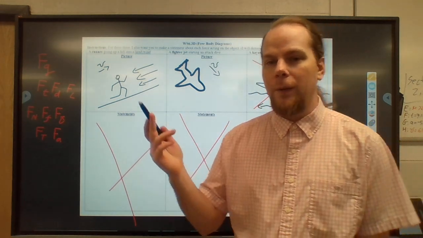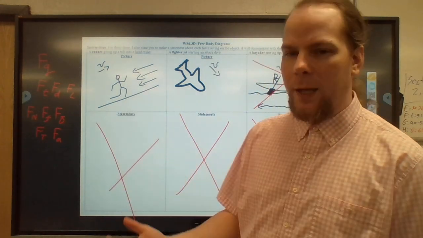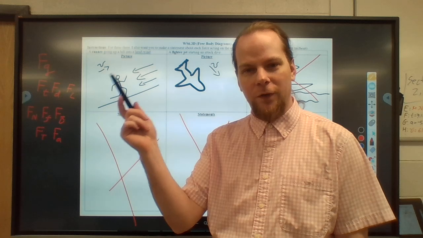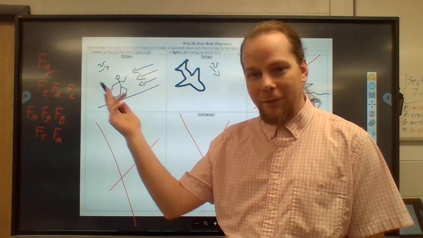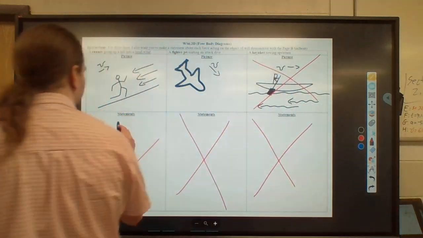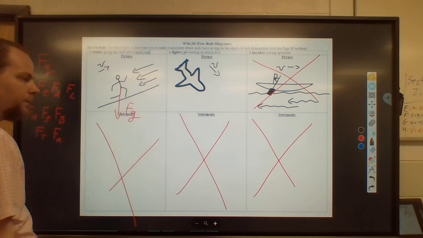So for example, in our first one here, we have a runner going uphill into a headwind. So we have a guy running up a hill. There's a headwind. He's going this way. The wind is blowing this way. Gravity is the first thing we're looking at. Definitely going to be gravity. So there is going to be a downward arrow, FG.